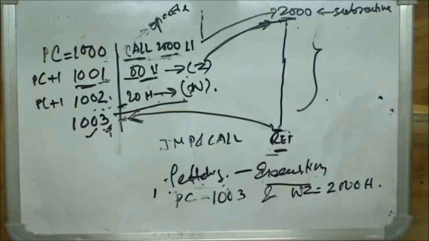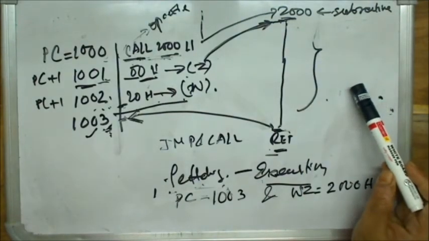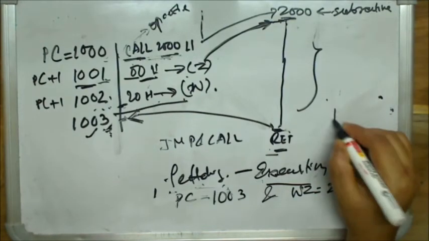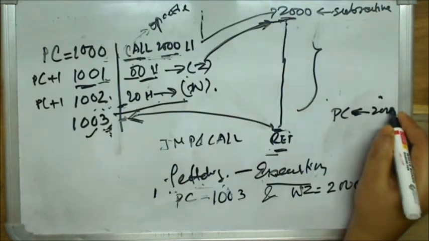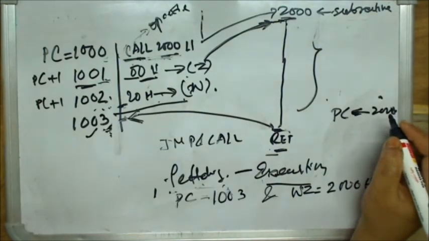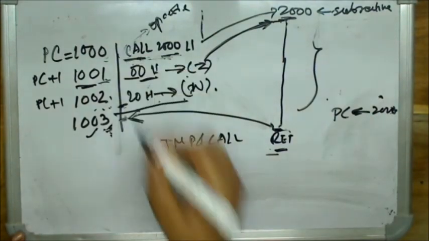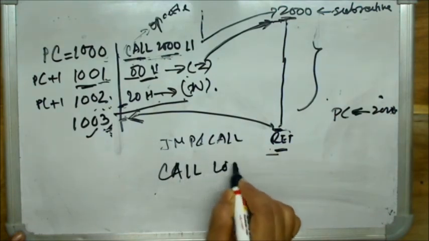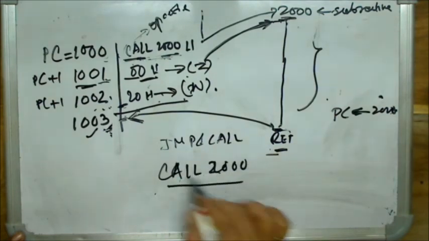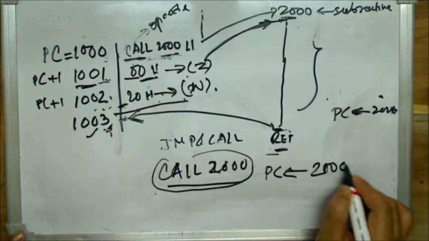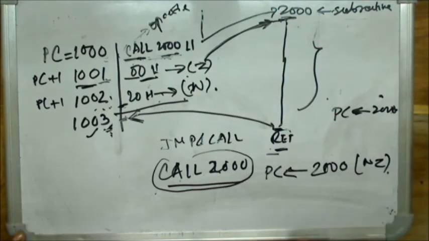Okay, so to go to memory location 2000H, PC should be loaded with 2000H, right? So just like the jump instruction, after the processor executes this call 2000H instruction, PC will get the value 2000 from the WZ register. Up to here, the function is the same as your jump instruction.